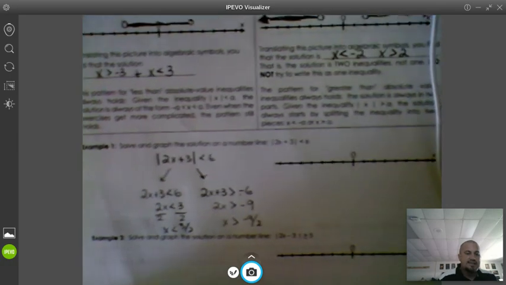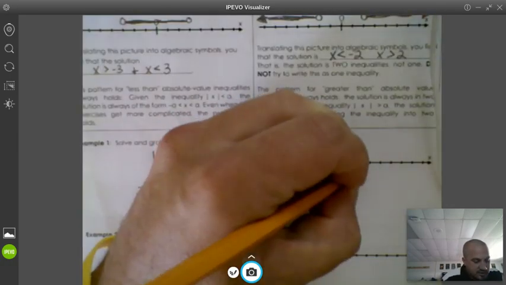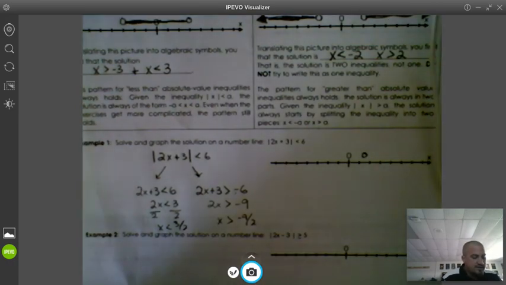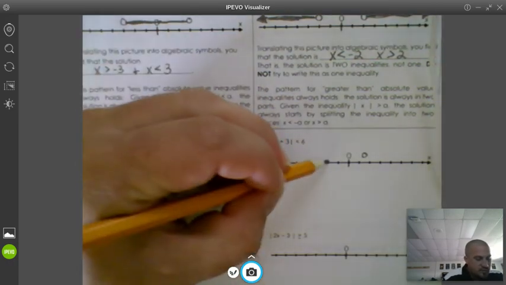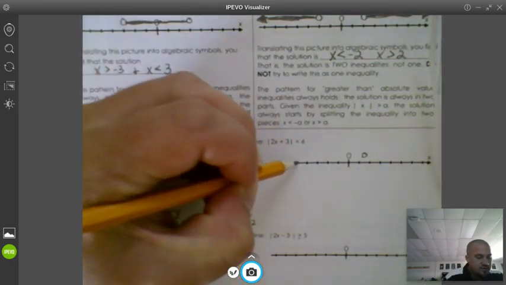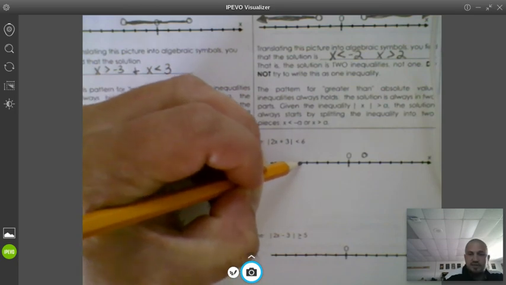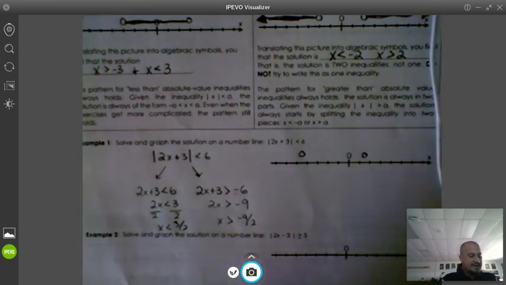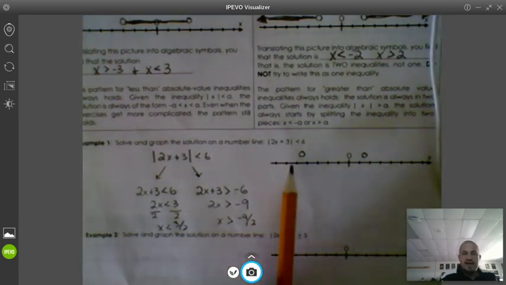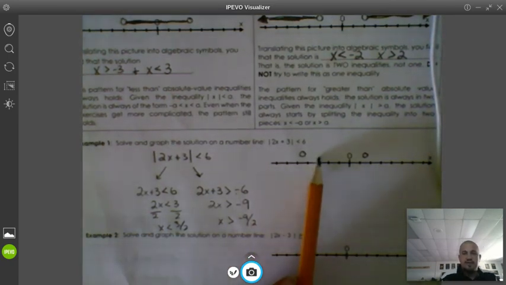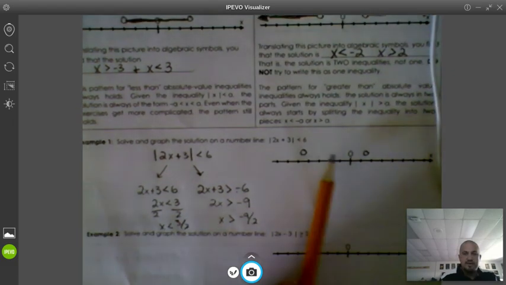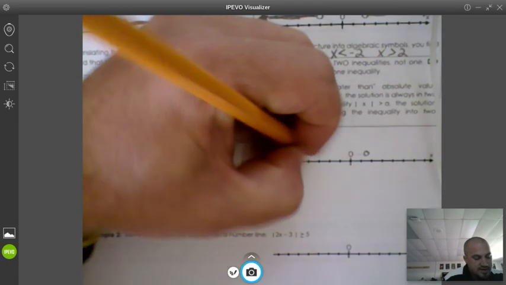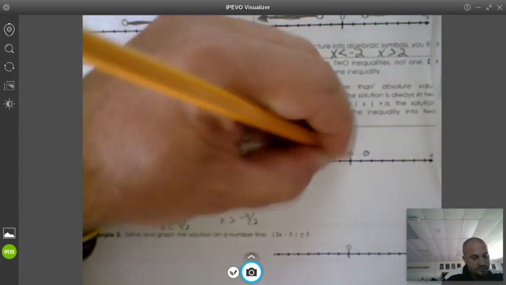So x is less than 3 halves. I'm going to go to 3 halves, make an open circle. x is greater than -9 halves. So I'm going to go to -1, -2, -3, -4, -5. -9 halves would be -4.5. So I'm going to make an open circle there. It's greater than -9 halves, so that means it's to the right of that. But it's less than 3 halves, so that means it's to the left of this. So I'm going to shade in the middle.